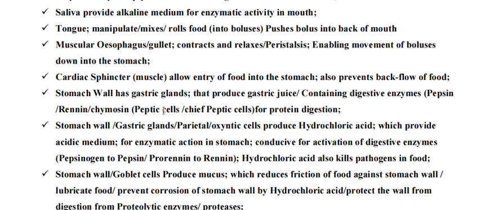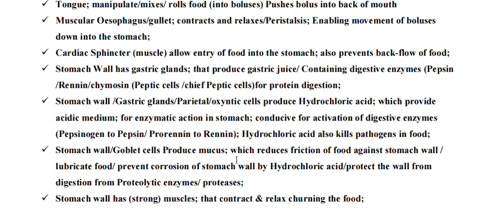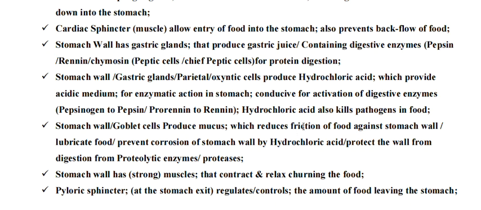Then stomach wall or gastric glands or parietal cells produce hydrochloric acid, which provide acidic medium for enzyme action in stomach, conducive for activation of digestive enzymes, that is pepsinogen to pepsin, prorenin to renin. Then hydrochloric acid also kills pathogens in food. Then the stomach wall has goblet cells that produce mucus, which reduces friction of food against stomach wall and also lubricates food and prevents corrosion of stomach wall by hydrochloric acid, or protects the wall from digestion from proteolytic enzymes or proteases.